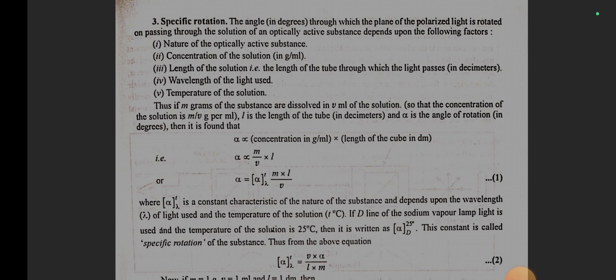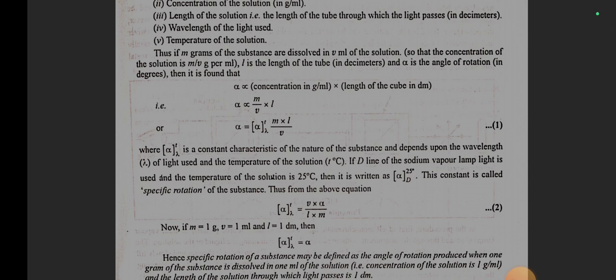Thus, if m grams of the substance are dissolved in v ml of the solution so that the concentration of the solution is m/v gram per ml, L is the length of the tube in decimeters and alpha is the angle of rotation in degrees, then it is found that alpha is directly proportional to concentration in gram per ml into length of tube in decimeter. Alpha is proportional to m/v into L. Alpha equals [alpha]λ^t times m into L by v, where [alpha]λ^t is a constant characteristic of the nature of the substance and depends upon the wavelength lambda of the light used and the temperature of the solution, t degrees Celsius.